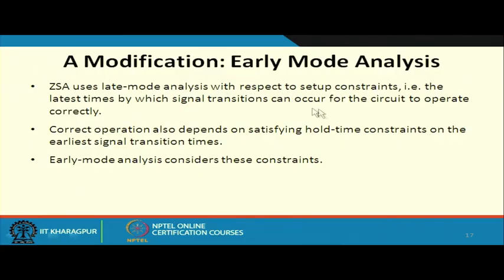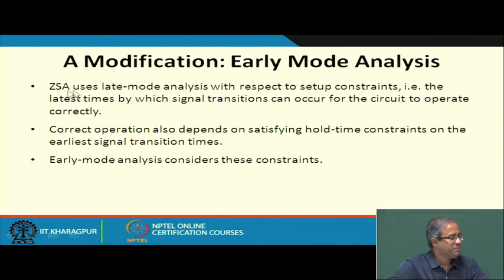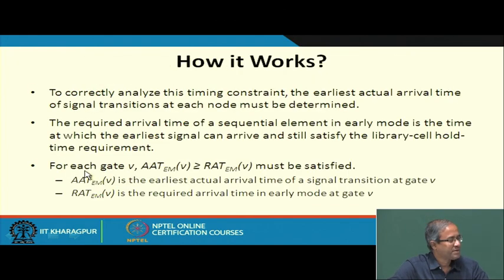So, you can have one small modification to this ZSA algorithm. You see, ZSA actually uses late mode analysis. That means, we are looking at the worst case delays, that means we are looking at only the setup constraints, the latest time of signal transitions, but we are also interested to look at the hold time constraints. Okay. There is a modification to the ZSA algorithm called early mode analysis, where we look at the hold time constraint and make some small modification to the algorithm. So, the modification look like this.